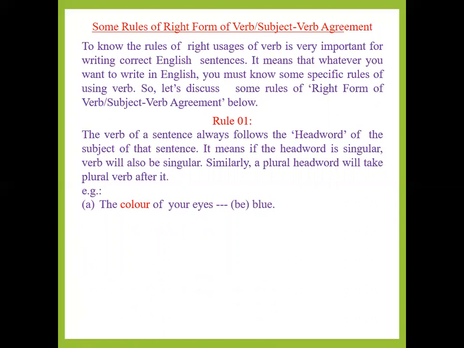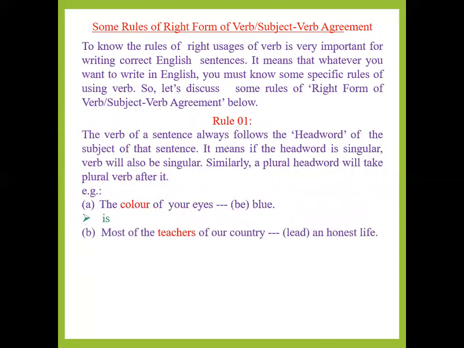Be means, I think all of you remember: be, to be, am, is, are, was, were. So the subject part of this sentence is the color of your eyes, but the head word is color, which is singular. That's why the verb will be in singular form. So the right answer is is.